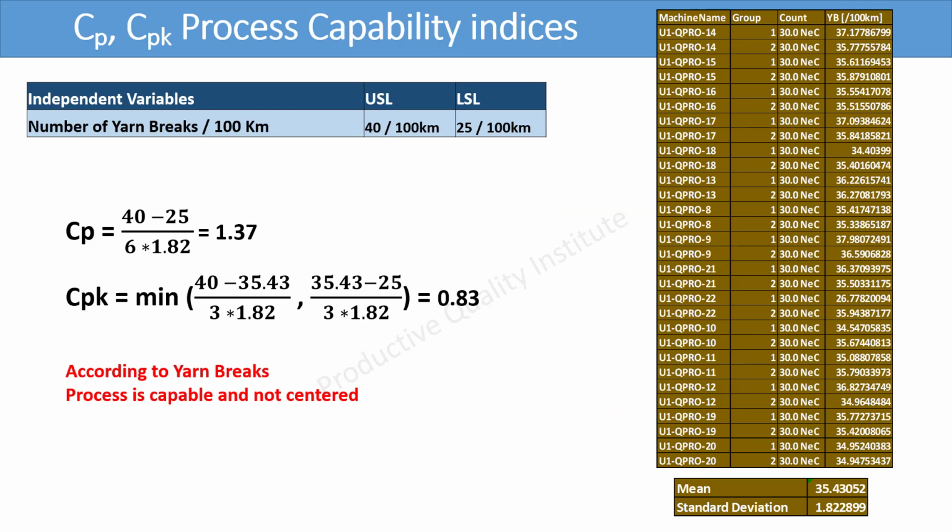The table shows the collected data for number of yarn breaks per 100 kilometers. In addition, the USL of 40 breaks per 100 kilometers and LSL of 25 breaks per 100 kilometers. Meanwhile, it shows the calculated mean value and standard deviation. The Cp is equal to 1.37, while Cpk is equal to 0.83. According to yarn breaks, the process is capable, but not centered.